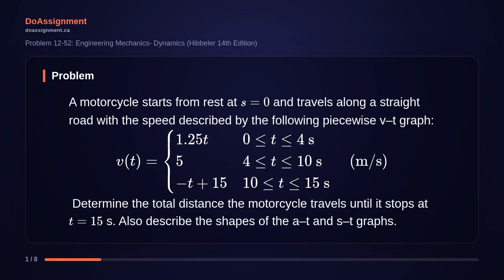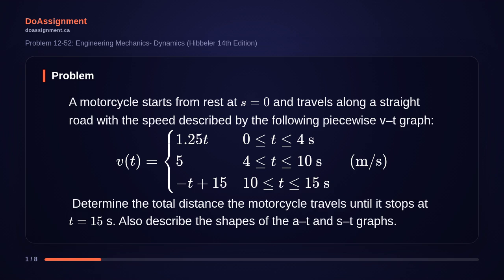A motorcycle starts from rest at s equals 0 and travels along a straight road. Its speed is given by a piecewise v-t graph with 3 segments. From t equals 0 to 4 seconds, velocity equals 1.25t meters per second, increasing linearly from rest to 5 meters per second. From t equals 4 to 10 seconds, velocity is constant at 5 meters per second. From t equals 10 to 15 seconds, velocity equals negative t plus 15 meters per second, decreasing linearly back to 0. Determine the total distance the motorcycle travels until it stops at t equals 15 seconds, and describe the shapes of the a-t and s-t graphs.